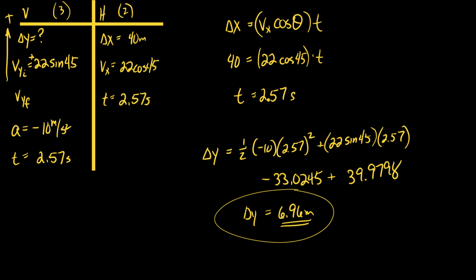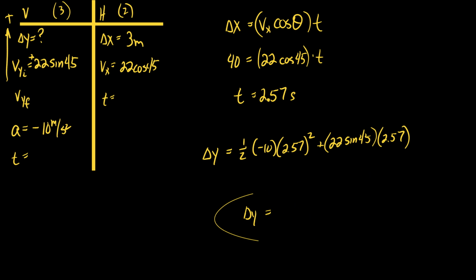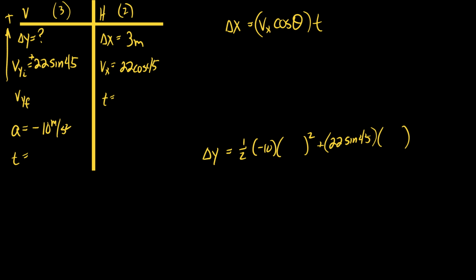The difference is that I want to know how high the ball is, not at the 40 meter mark anymore, but at the 3 meter mark. So it's the exact same problem again, but now I'm doing this for the 3 meter mark. So we'll leave everything the same except for this. So 3 equals 22 cosine 45 all times t.